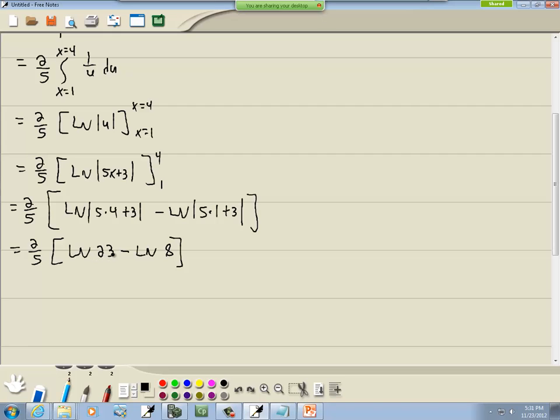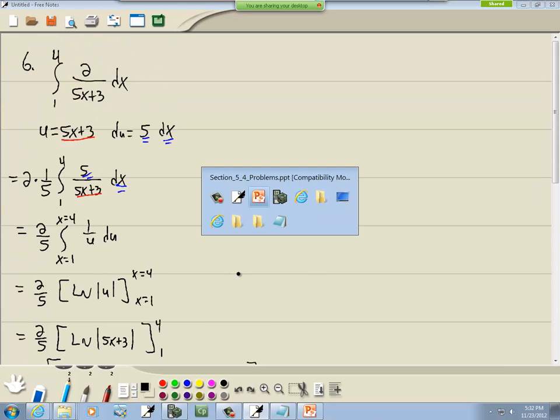We could merge these into a single log, make it a little bit simpler. Remember, if you have log of something minus log of something, subtraction becomes division. So we've got 23 over 8. I could take this 2/5 and put it as a power, but I think that'd just make it nasty looking. So that's our answer. I'm not going to plug this in the calculator because there's no way I'm going to get something of this form, so I can't even see if it's accurate. Now I could plug this in, get the decimal, and then plug it in the calculator and see if they match.